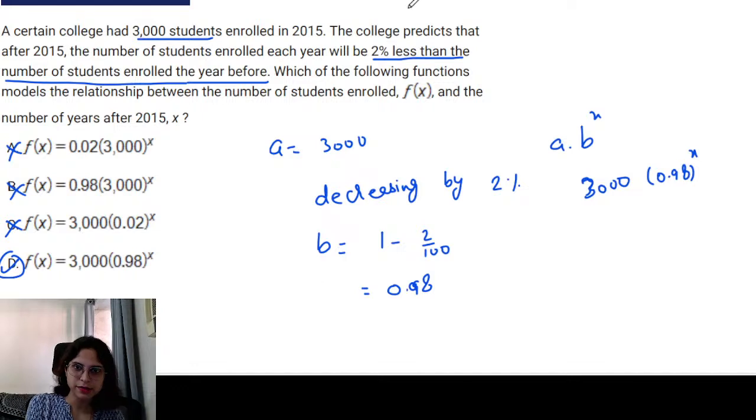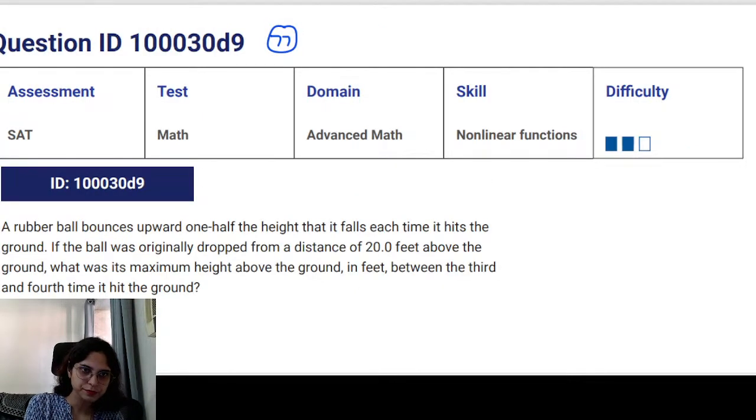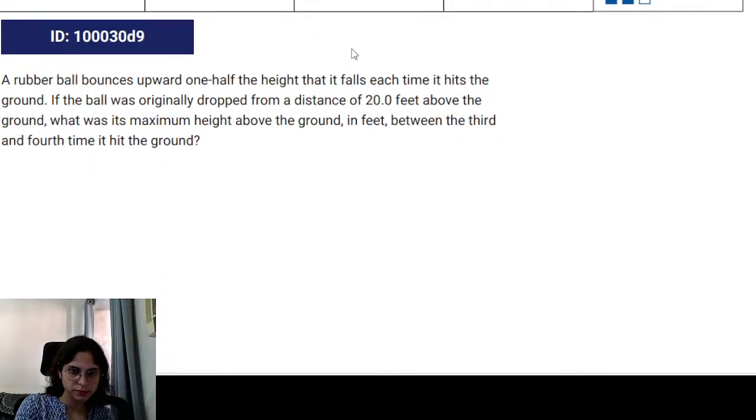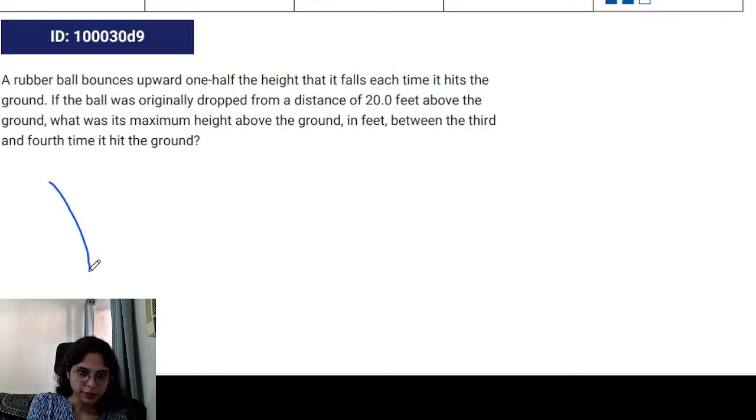Next one is 77, that will be on page number 78. A rubber ball bounces upward 1/2 the height that it falls each time it hits the ground. So there is this rubber ball. Every time it falls to the ground, it gets to half the height.